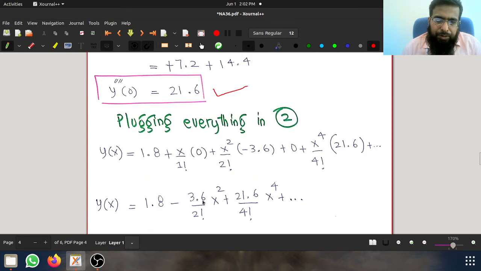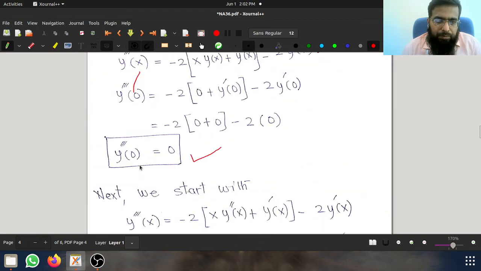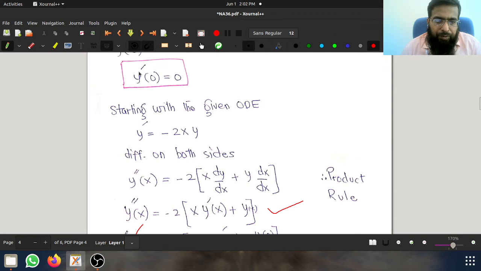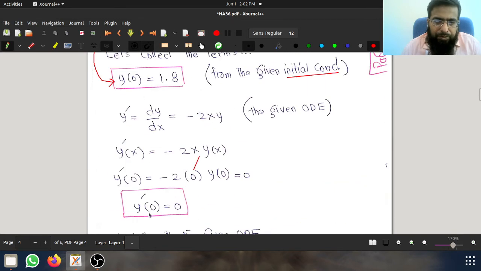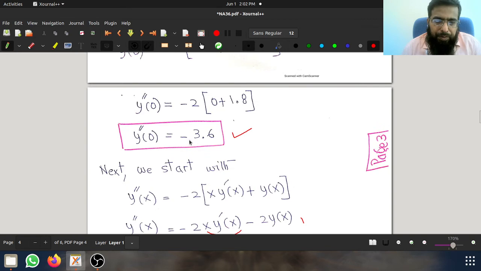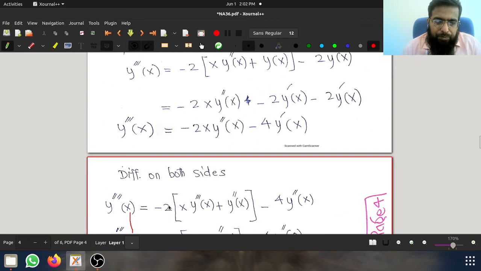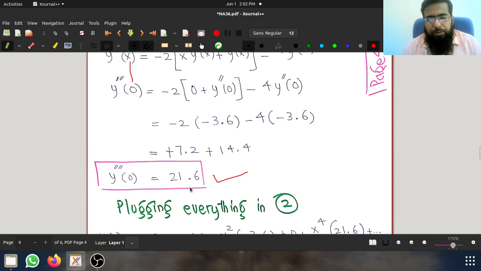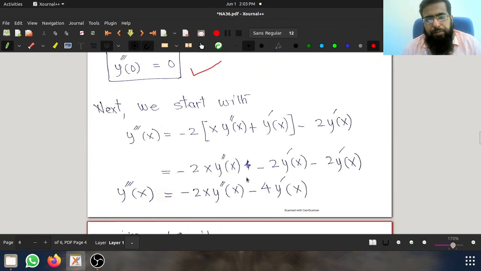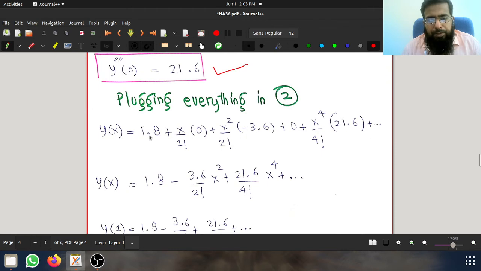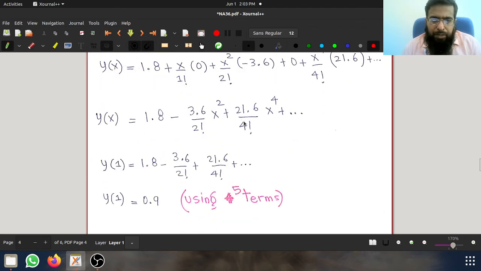Right, so we just plug in all the things. Which things? y of 0, y prime of 0, y double prime of 0, y triple prime of 0, and y fourth prime of 0 in equation number 2. If you put that in, the first term is 1.8, the second is 0, the third term is minus 3.6, the fourth term is 0, the fifth term is plus 21.6, and we can go on.